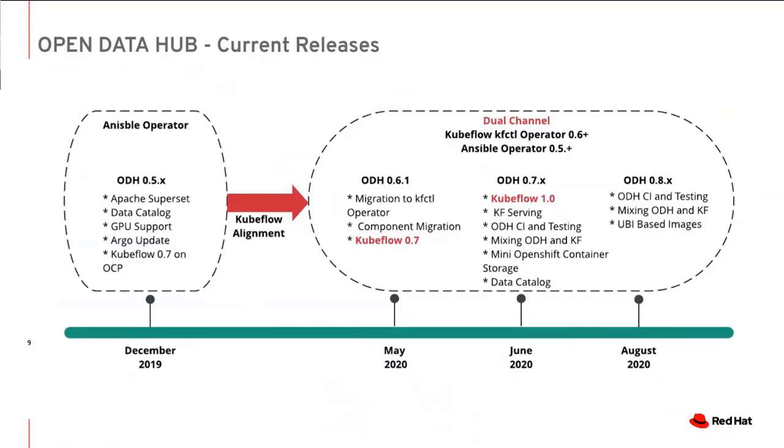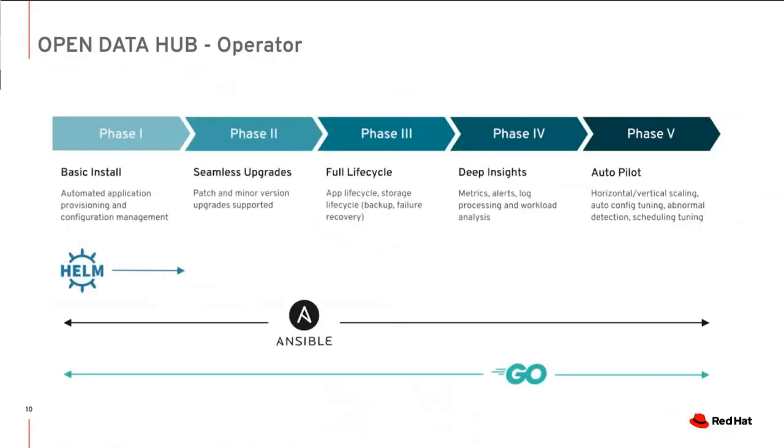The current operator for Open Data Hub is a phase one basic install. This means that it will deploy Open Data Hub and do some minor updates, but for the most part, we're doing a full install. We have plans as time goes on, throughout the year, to bring this into a phase five operator, but these are long-term plans. But as of right now, you can deploy your Open Data Hub ecosystem architecture on your OpenShift cluster without any issues.